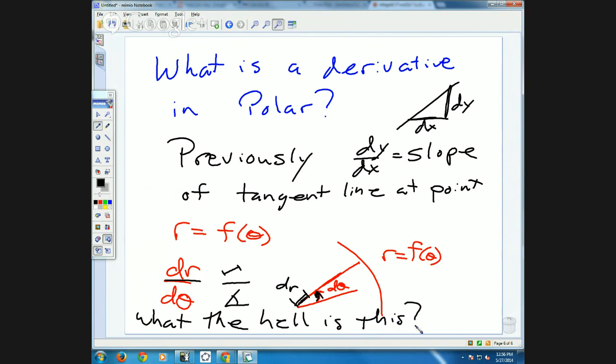All right. Well, I can tell you exactly what it is. It's the rate of change of the radius as the angle changes. And it doesn't mean anything more than that. It has no geometric significance. Okay. I mean, it has a little tiny bit.